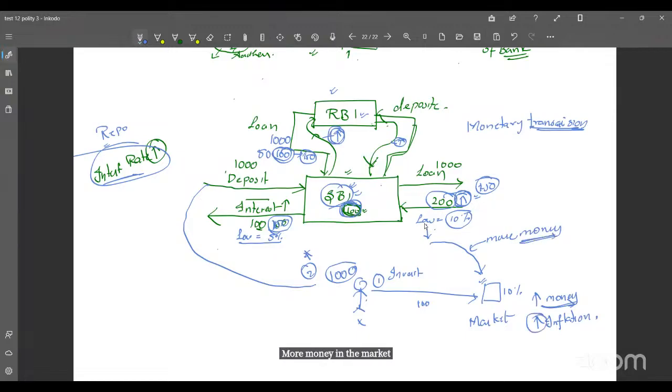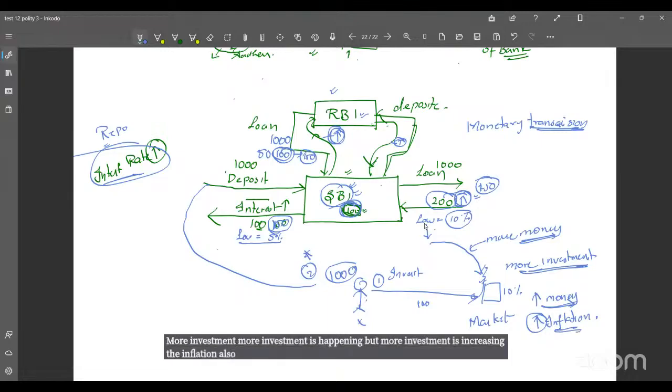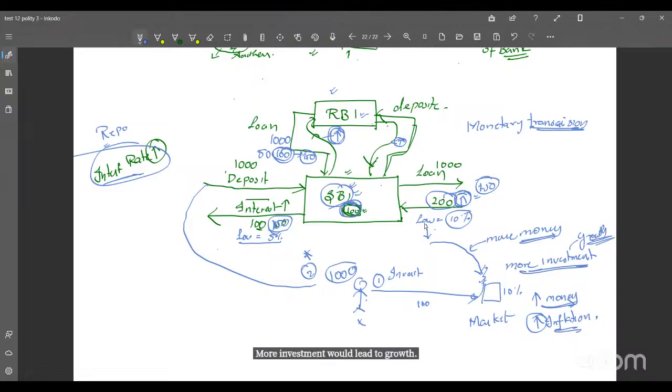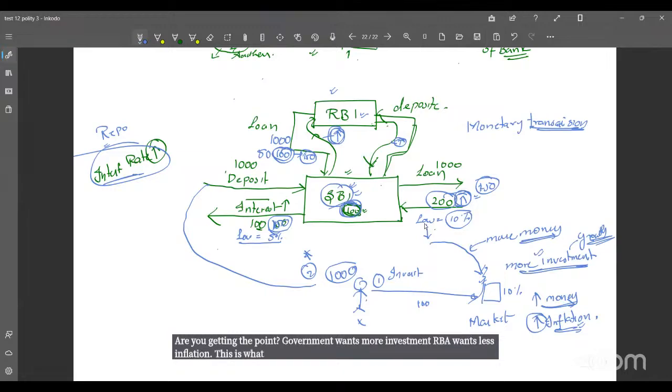The inflation will keep on increasing. But what is the advantage here? Advantage is more investment. More investment is happening, but more investment is increasing the inflation also. So more investment would lead to growth. Are you getting the point? Government wants more investment. RBI wants less inflation. This is the consistent conflict between RBI and the government.